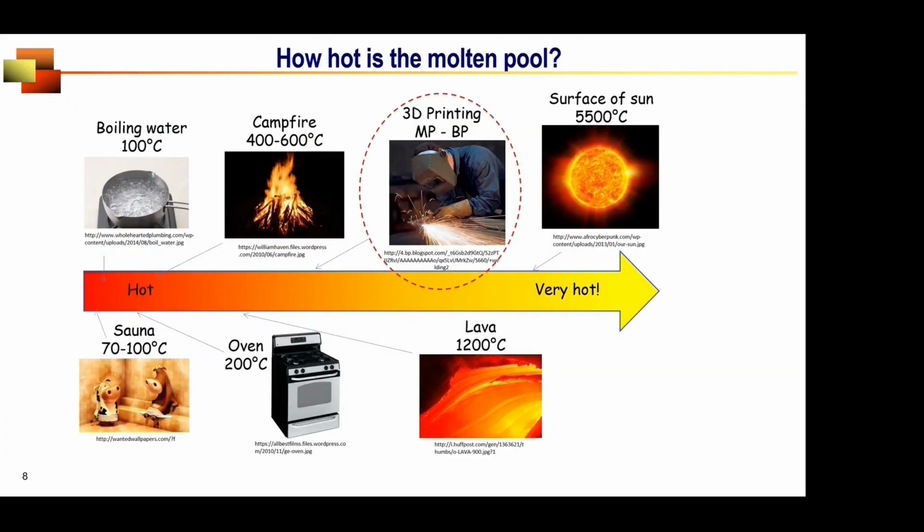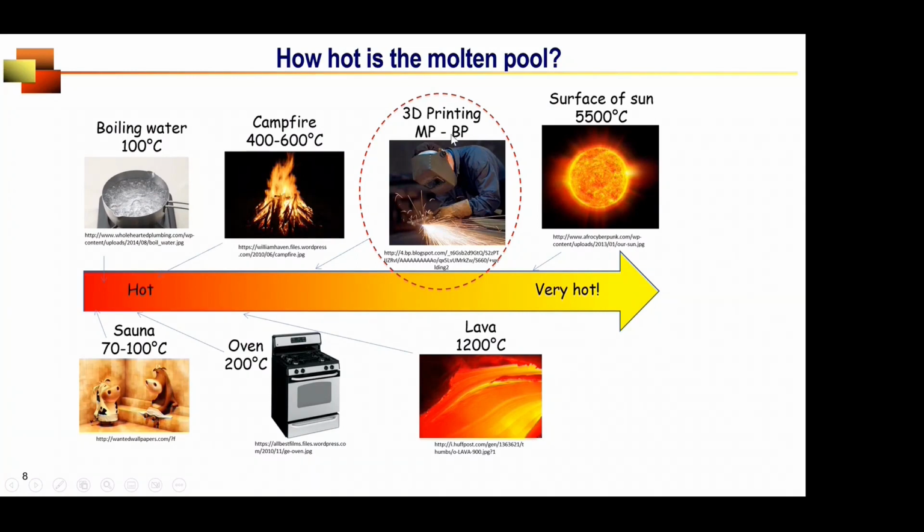A simple question: how hot is the molten pool? Of course, it's much hotter than the boiling water or sauna. It's much hotter also than the oven, kitchen oven, or the campfire, or even the lava that comes out of the mountain. So in short, it's somewhere between the lava and the surface of the sun.